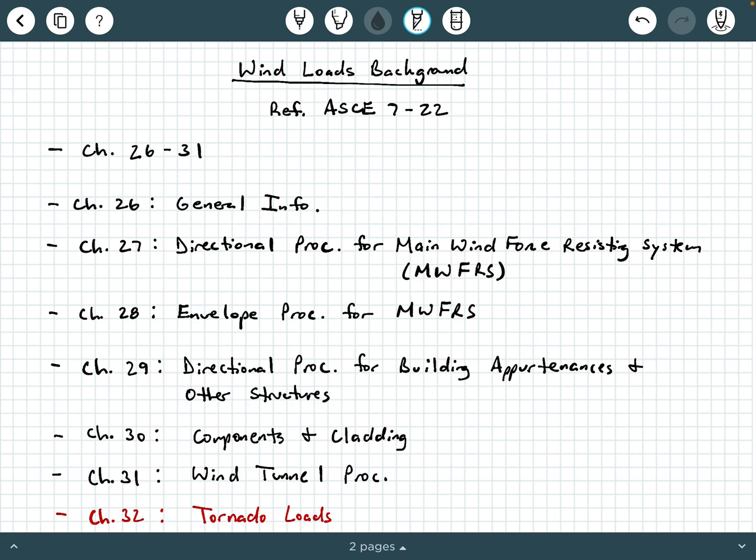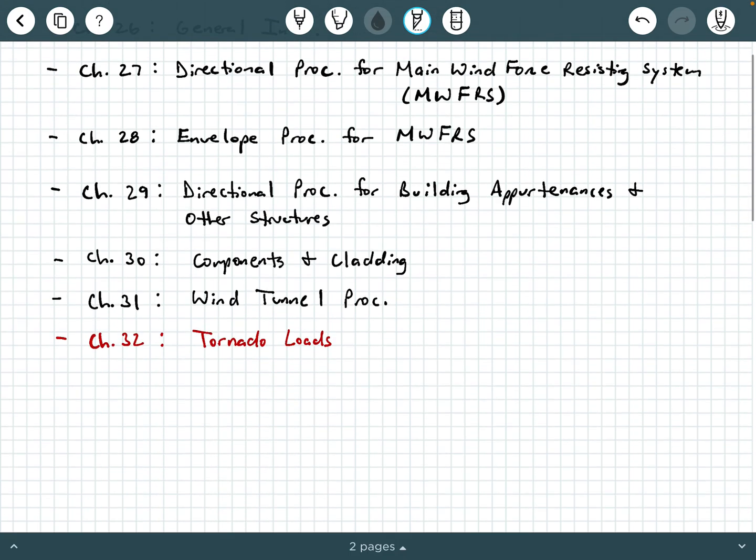And then I put in red here tornado loads. So tornado loads are very similar to wind loads, but they are a little bit different, which is why I wrote it in a red color here. But Chapter 32 of ASCE 7-22 discusses how to handle those extreme wind events that we call tornadoes, okay?